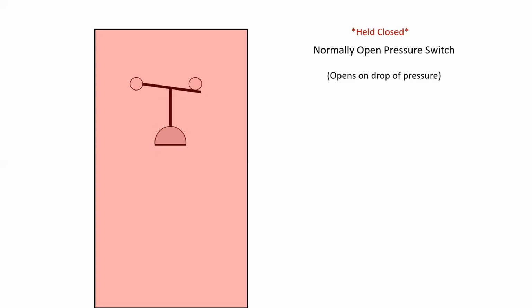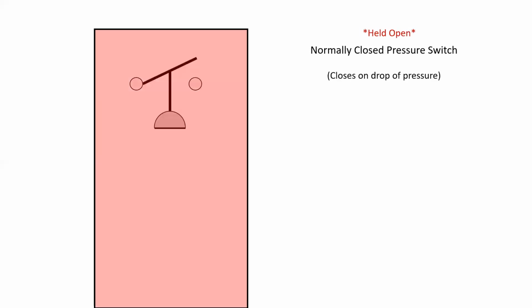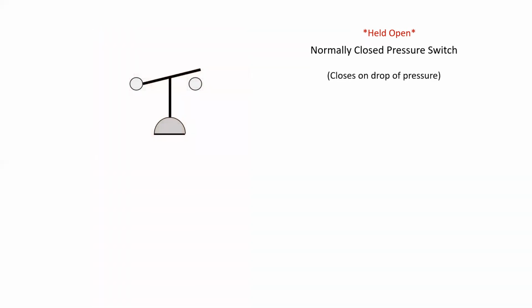And this might be advantageous for a system where we want to be alerted if the pressure in the system drops below a predetermined level. Maybe an alarm goes off. If we place the pressure switch in like this, as the pressure decreases, the pilot device goes back to its normal position and perhaps an alarm is then initiated. We could also do a normally closed pressure switch held open again, and this would close on a drop of pressure. As the pressure decreases, again, the pilot device goes back to its original position.